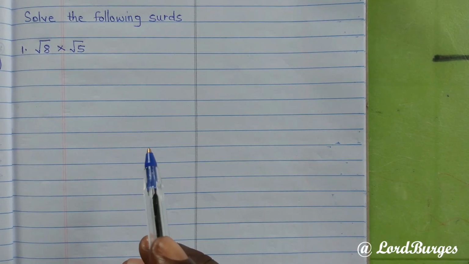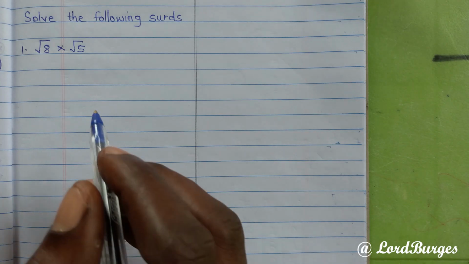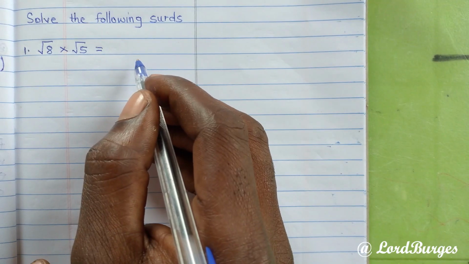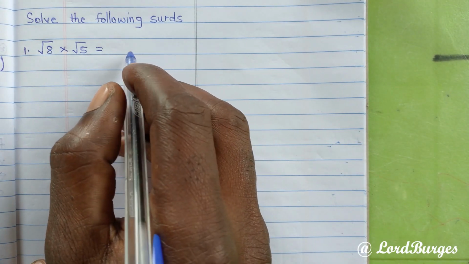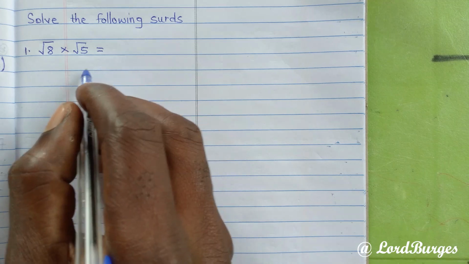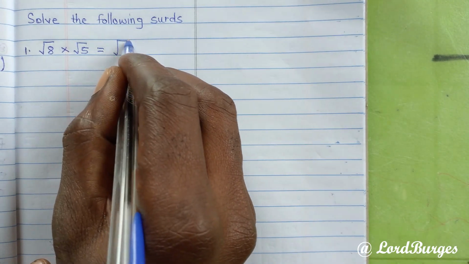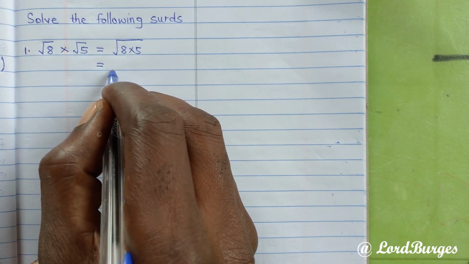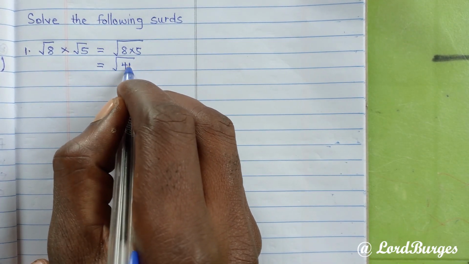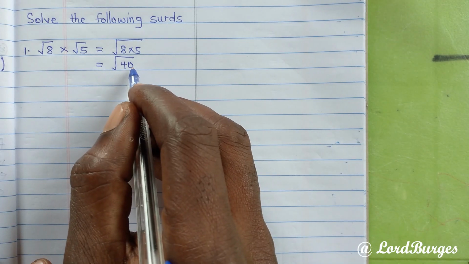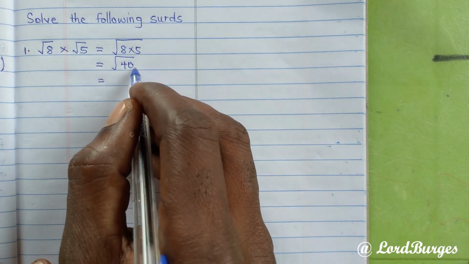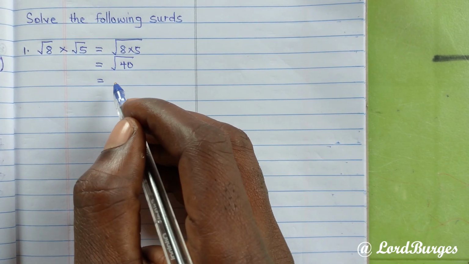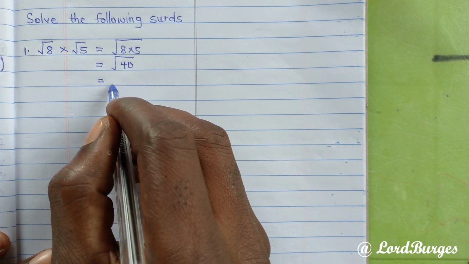This kind of question falls under the multiplication of surds. So when we are multiplying surds, like we previously saw in our lesson, root 8 times root 5 will be equal to root of 8 by 5, which will now be equal to root 40. So this root 40 needs to be broken down by finding a perfect square number from it. That is root 40.